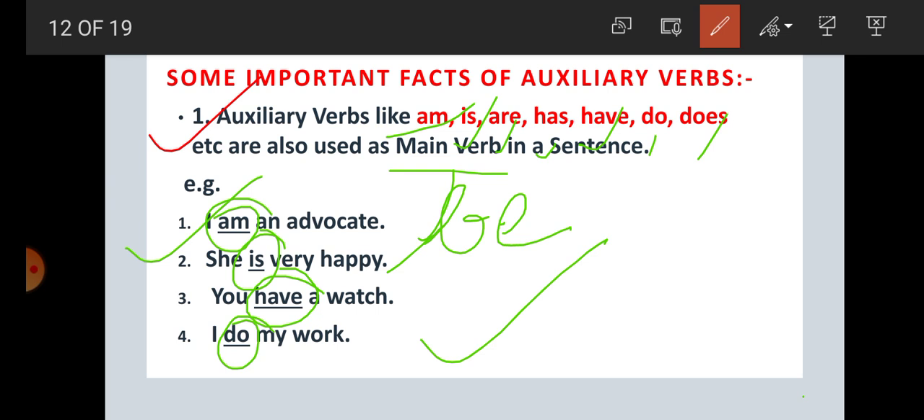What is the meaning of I am here? It means I be an advocate. She is means she be very happy. You have a watch. Have means here, students, possess. I do my work. Do means here do. I do my work: here it means I am doing my work. So this is not do as an auxiliary verb. Here do means to do any work.